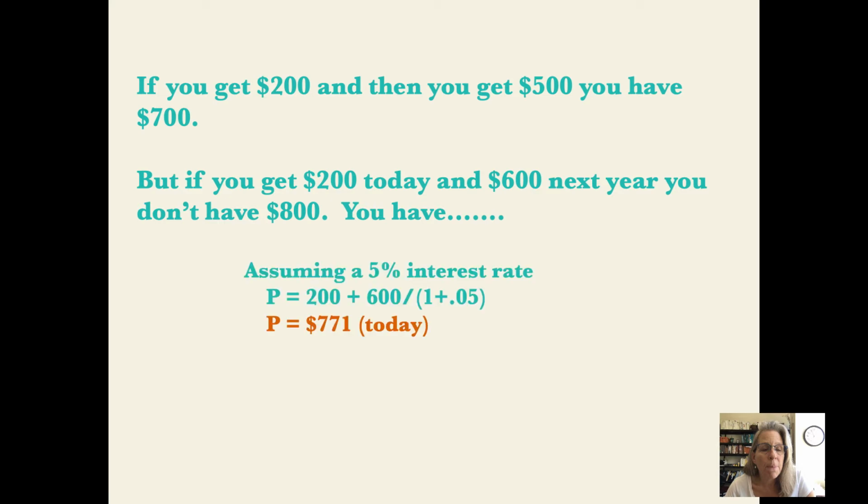If I'm going to assume that I have a 5% interest rate, I'm going to say the present value, or the value today, is $200 plus $600, but I'm going to bring that back to today, finding the present value of that $600 by dividing it by 1 plus the interest rate. So the sum of $200 today and $600 next year is the same as $771 today. So I hope that makes sense.